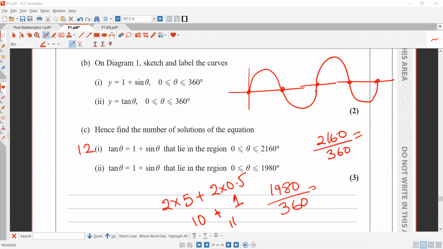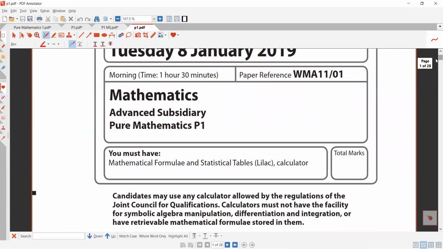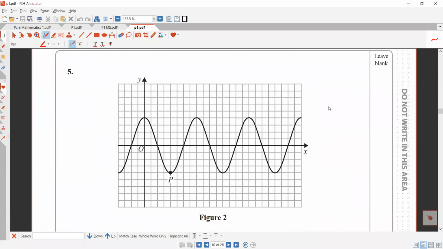Jan 2019 had P1. Jan 2019 P1 came. Yes, I remember that. Yes, P1. Yes, we got it here. Good enough. Can you guys see the graph?